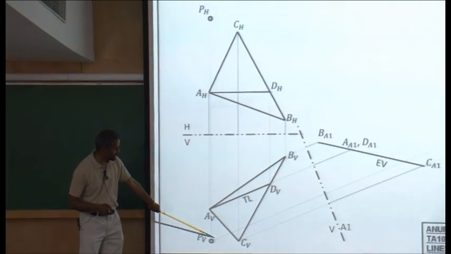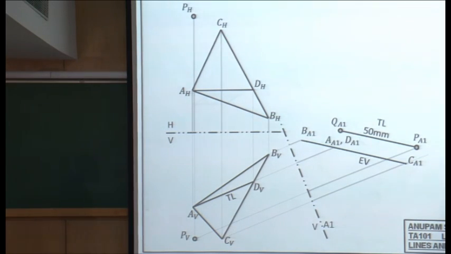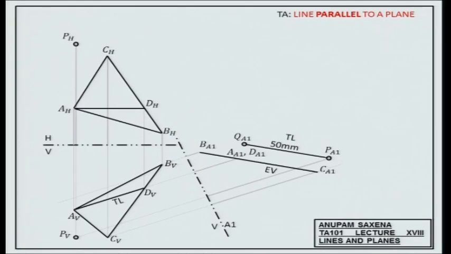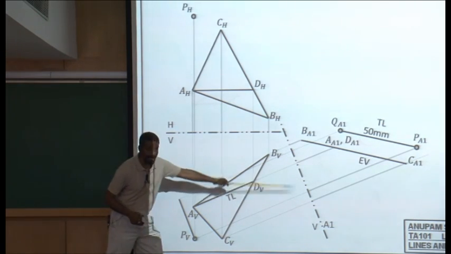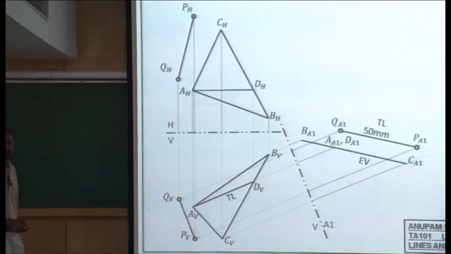Shoot a projector perpendicular to this hinge line, measure that distance, transfer over there, this is what PA1 is. Draw a line parallel to the edge view of the plane, any given length, let that point be QA1, trace it back. If you assume that that is going to be in true length, then this has to be parallel to that hinge line. Get this point QV, measure that distance, shoot that projector, transfer distance, get QH. This is what your line is.